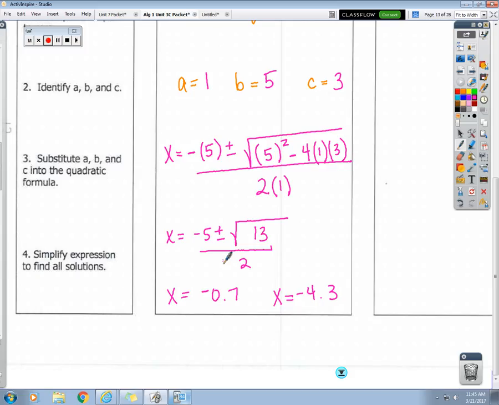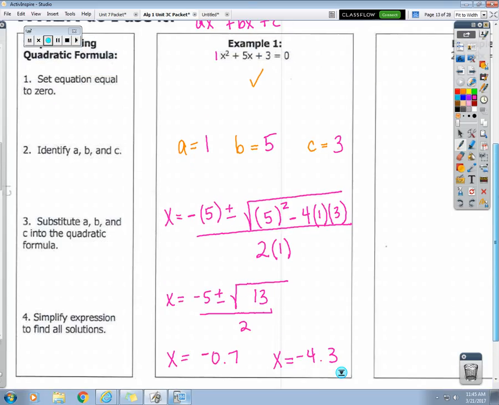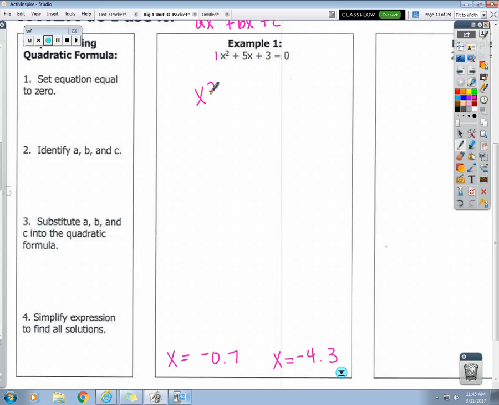Now, we could have gotten those same answers if we had just completed the square. Okay, so has everybody copied this? Okay, watch. I'm going to do it really quickly, okay? I'm going to complete the square really fast. The first thing I would do is move the constant, so that would become x squared plus 5x equals negative 3. Then I would take my b divided by 2 and square it. And I would add that number into both sides.